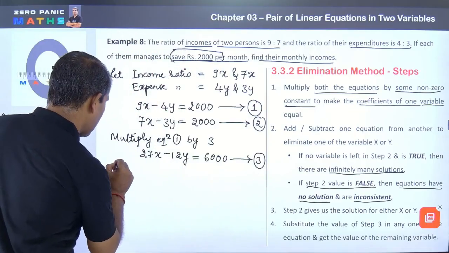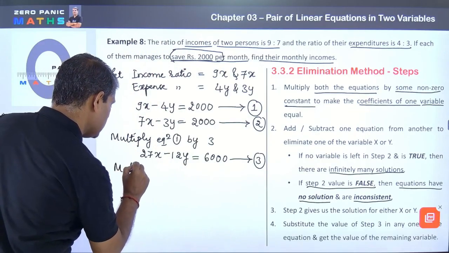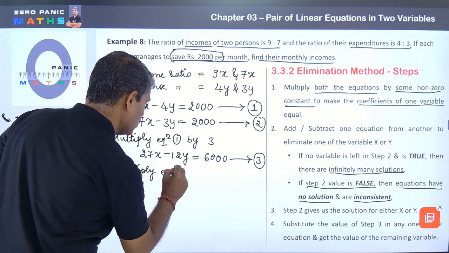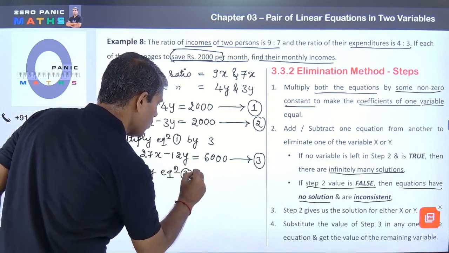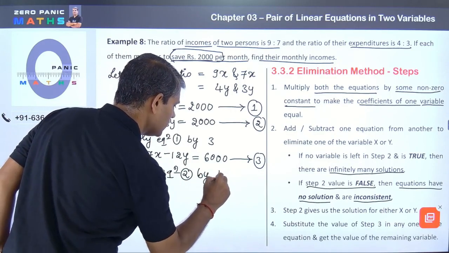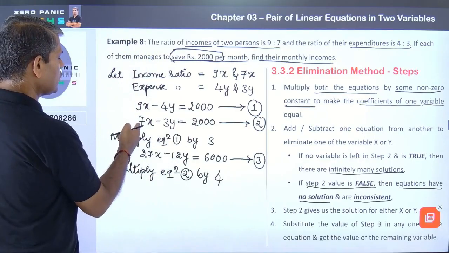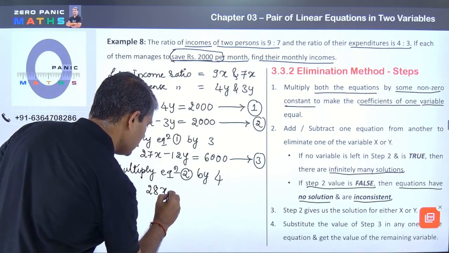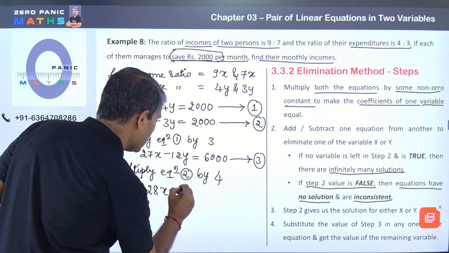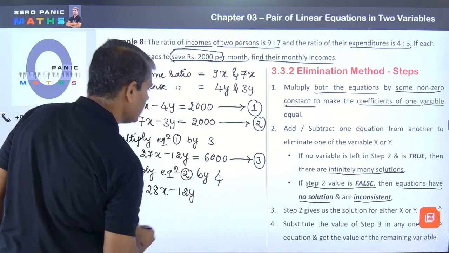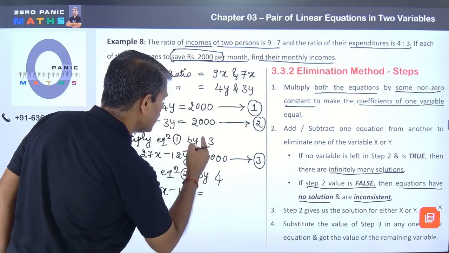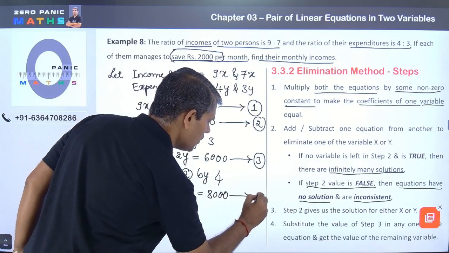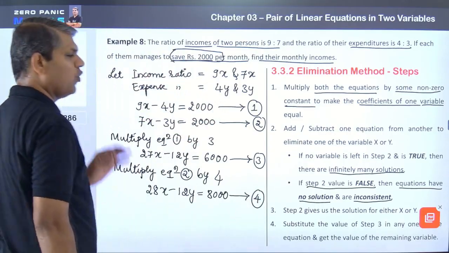Now similarly, multiply equation 2 by 4. Equation 2 by 4. So 4 7s are 28x minus 4 3s are again 12y is equal to 4 into 2000, which is 8000. So it is equation 4 for me.